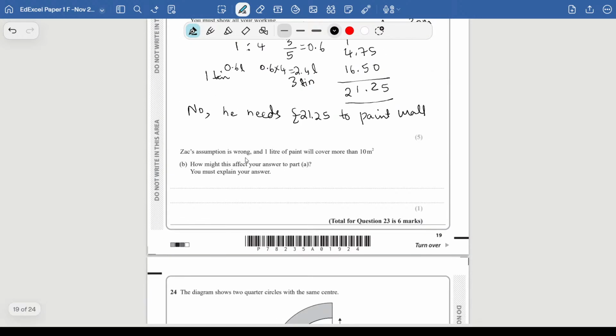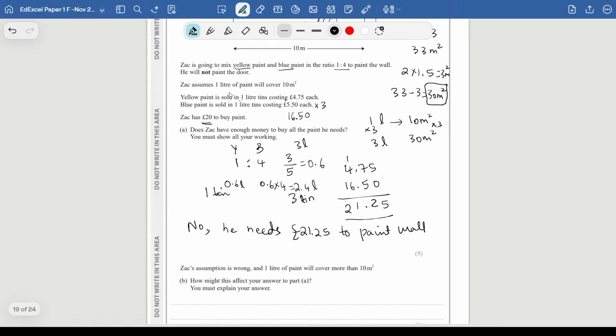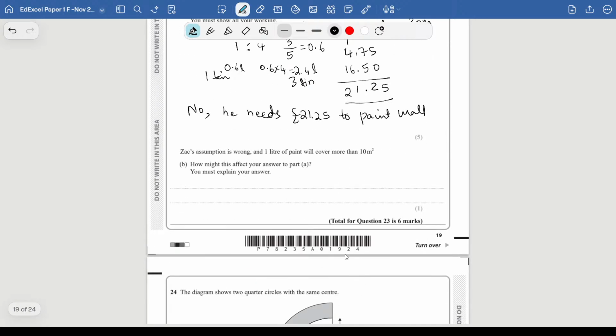Zach's assumption is wrong, and 1 liter of paint will cover more than 10 meters square. How might this affect your answer to part A? Now his assumption is that 1 liter will be sufficient to paint 10 meters square. He's saying that that's wrong, and he can use less paint to cover this much area. So that means to cover 30 meters square, he will require still less paint. So how will this affect the answer?